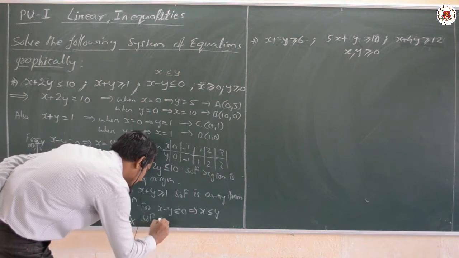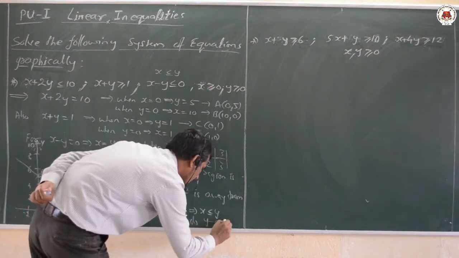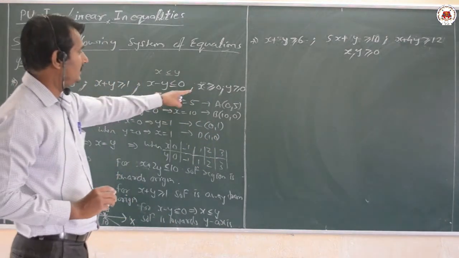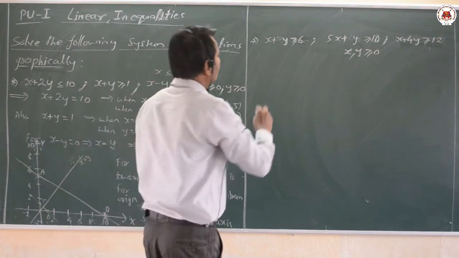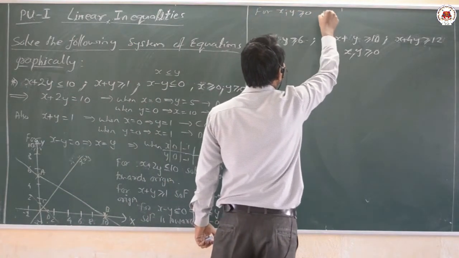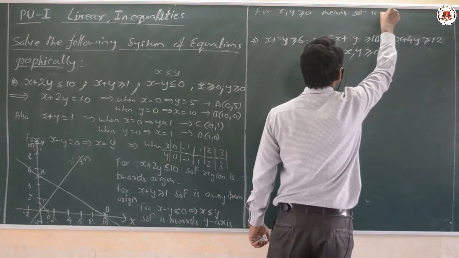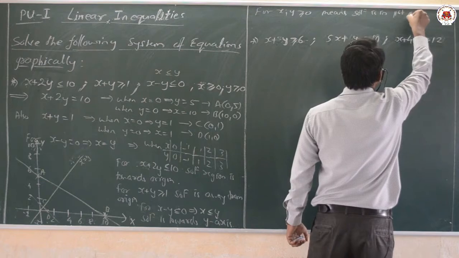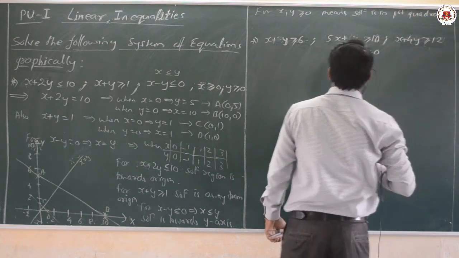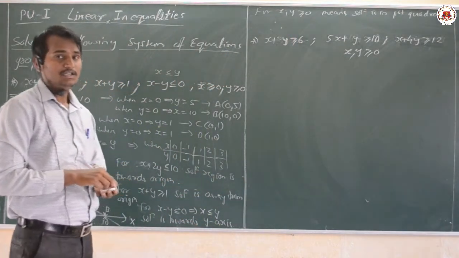Solution is towards the y axis. This is the first thing. And also the last one, x greater than or equal to 0, y greater than or equal to 0. What happens for x comma y greater than or equal to 0? It means the solution is in the first quadrant. Therefore, what we can write is the shaded region is our required solution region here.